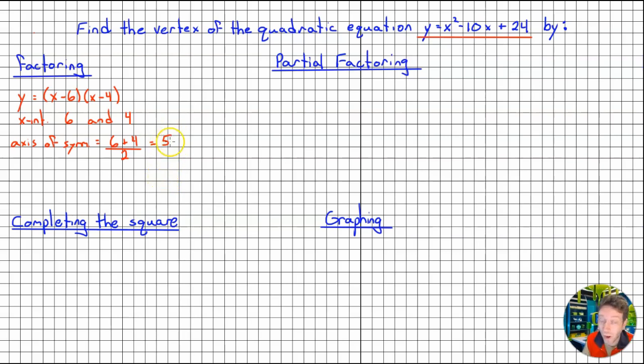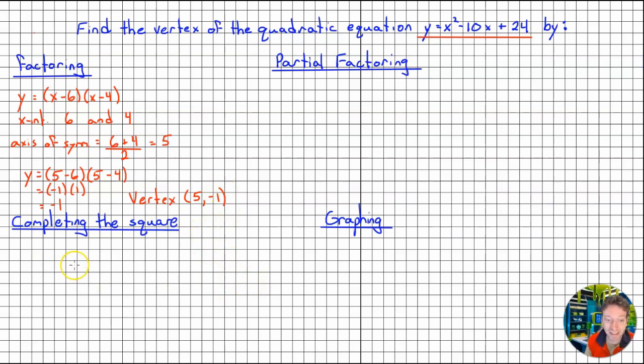If we want to find the y-coordinate, we're going to substitute that back into our function. So y will be equal to x, which we're going to have as 5. So 5 minus 6, and then x again, so 5 minus 4. So 5 minus 6 is negative 1. 5 minus 4 is just 1. So that gives us negative 1. So our vertex then, therefore, has the coordinates of 5 and negative 1.